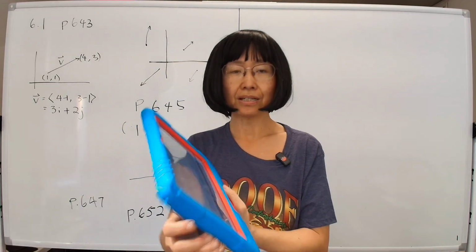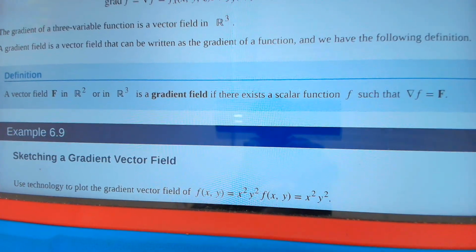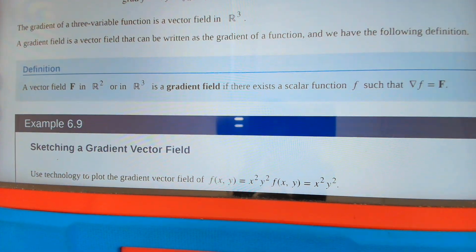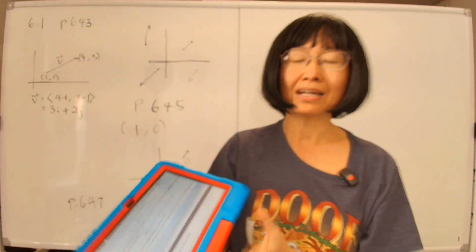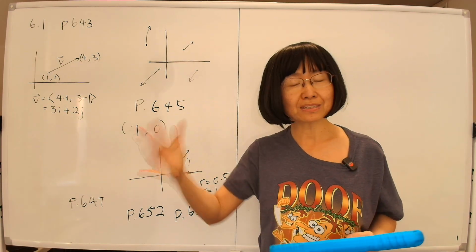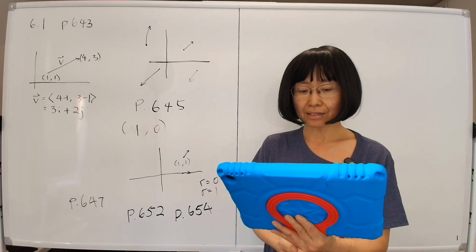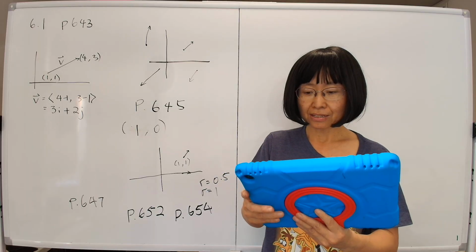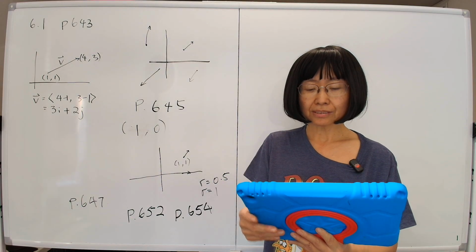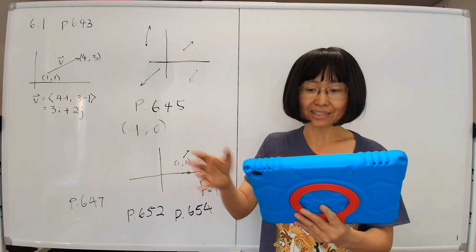A vector field F is a gradient field, also called a conservative field, if there exists a scalar function f such that the gradient of f happens to be the vector field F. That is, if the vector field comes from some function and you take the gradient of it, then it is called the gradient field, also called the conservative field. So that's how you know something is a gradient field. It happens to be the gradient of something.